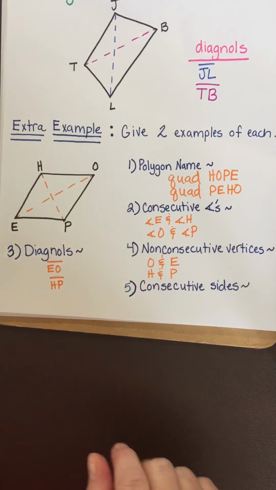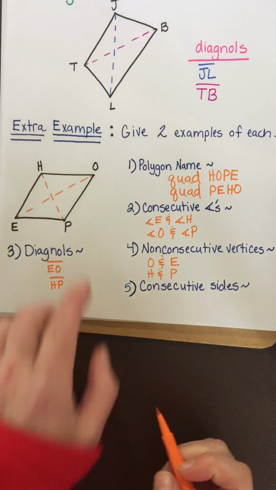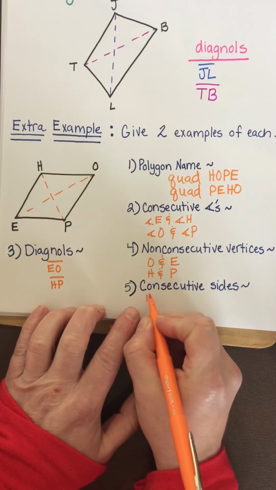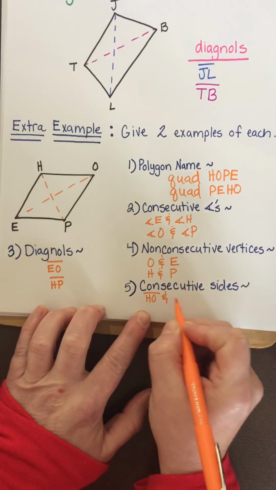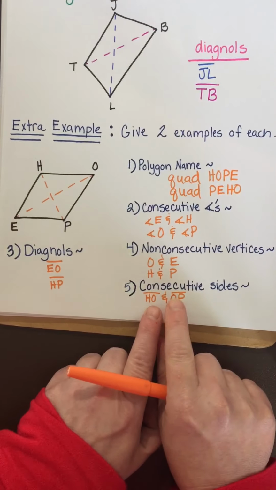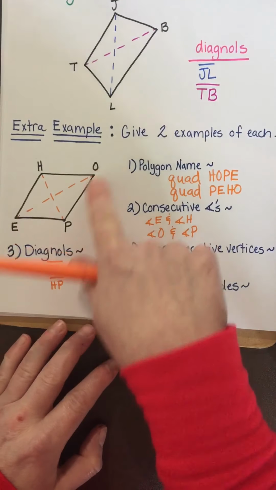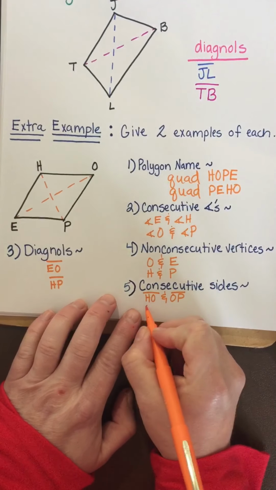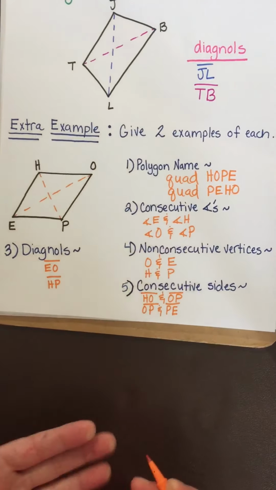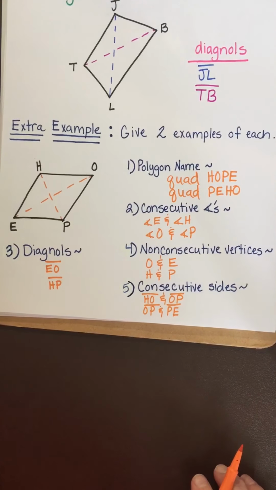All right, and then for the last one, number 5, consecutive sides. So a couple of sides that are in a row. We could say HO and OP. Those are consecutive sides. And do you see how consecutive sides share a letter? Hop. All right, and then we could say OP and PE. So to be consecutive sides, they have to share a vertex, right?